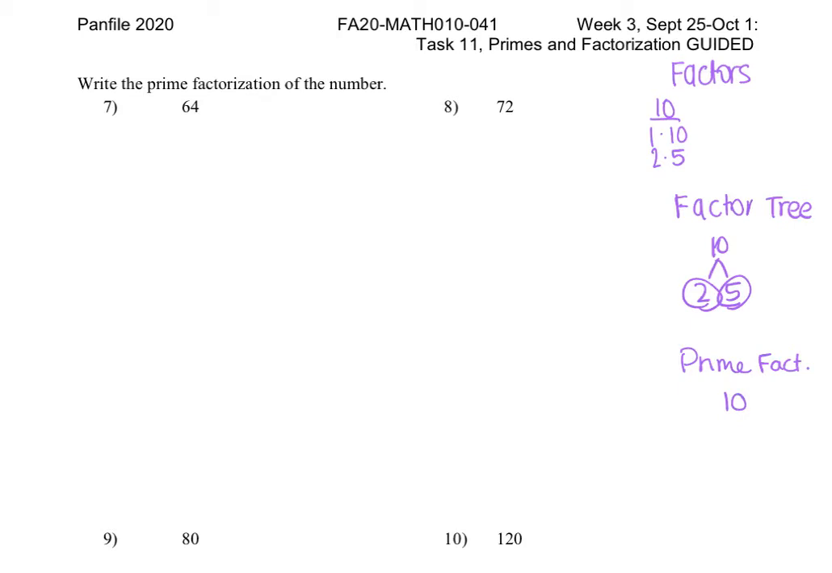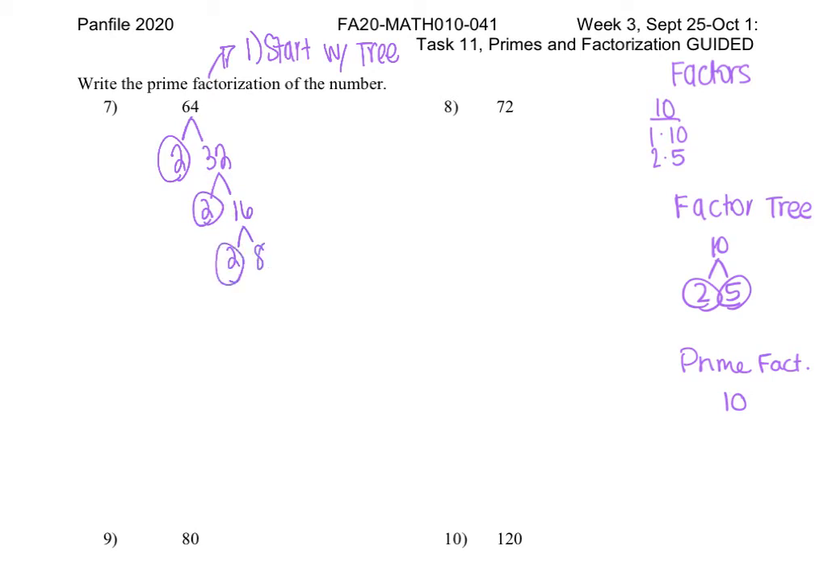Okay, you actually start it the same way. We're going to start by doing our tree. So start with tree. We get 2 and 32, circle your 2. 2 and 16, circle your 2. 2 and 8, circle your 2. 2 and 4, circle, whoop, not your 4, your 2. 2 and 2, circle both 2s.